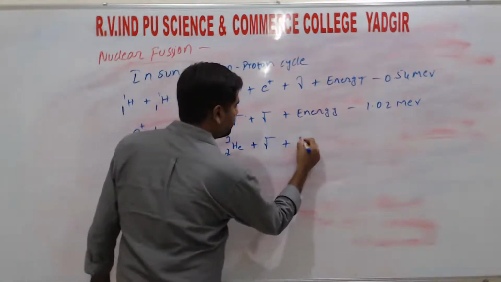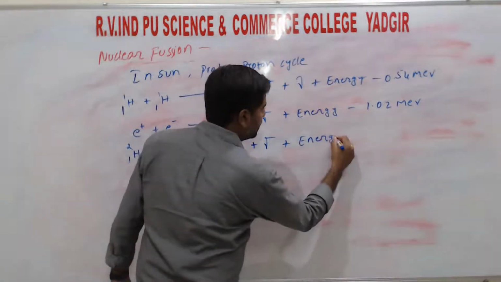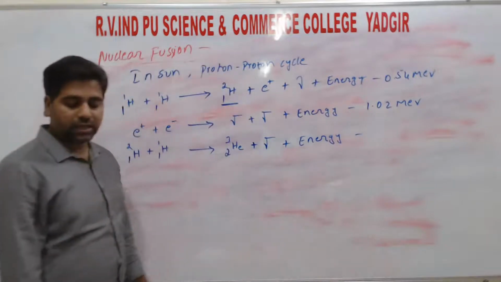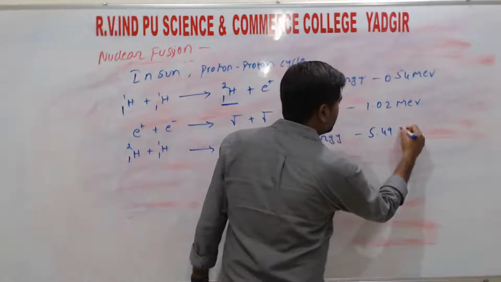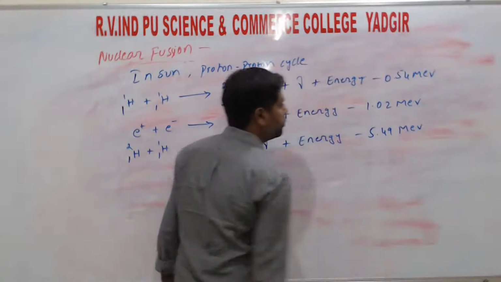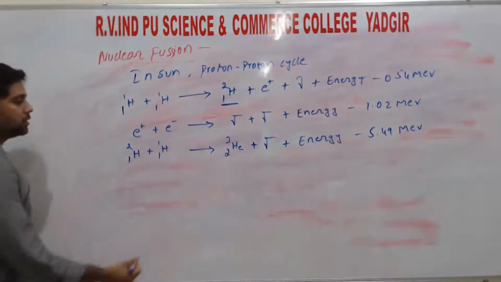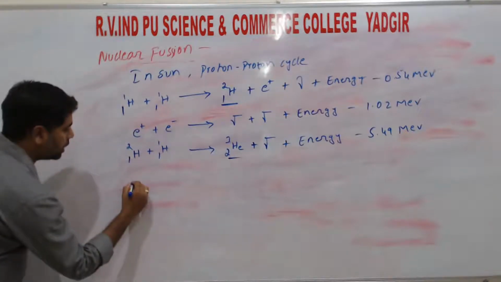Plus gamma radiation plus energy. So here the energy release is about 5.49 mega electron volt.